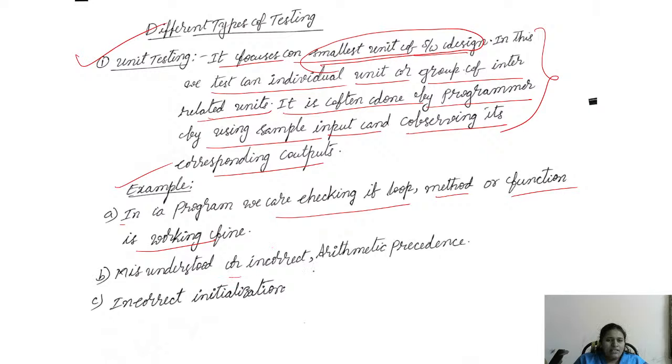Misunderstood or incorrect arithmetic precedence, and incorrect initialization may also be there. In the code, incorrect arithmetic precedence or incorrect initialization in the program: these are all things we can find in unit testing.